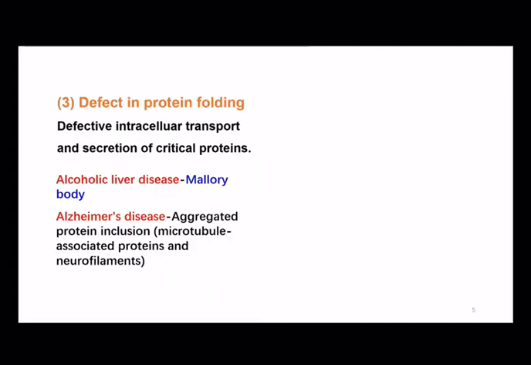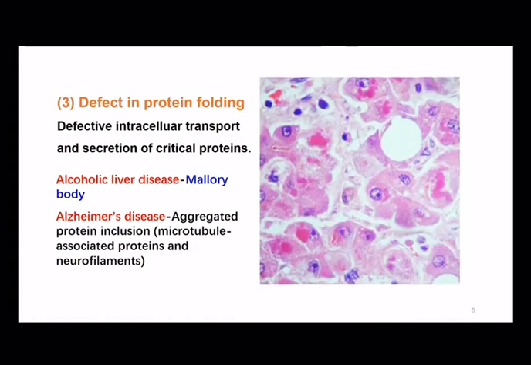The third, defect in protein folding. When the intracellular transport of critical proteins is defective, the protein will accumulate in cytoplasm. For example, in alcoholic liver disease, the picture shows us red substances deposit in hepatocytes. They are here, here, and here. It's named Mallory body.